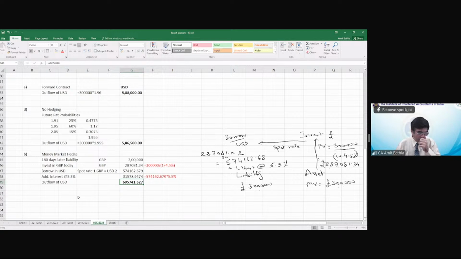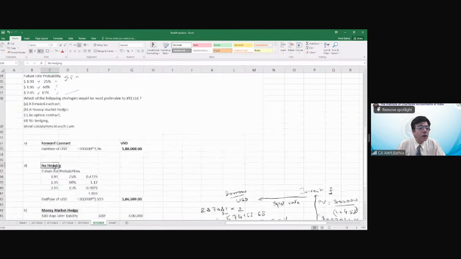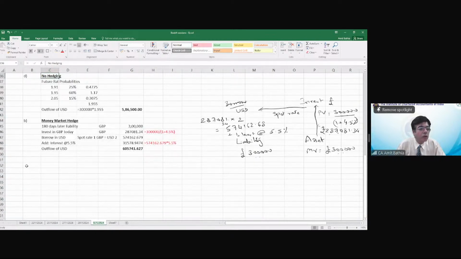Okay. Now we go to the third option. What was my third option? First option was forward contract. Second option was money market hedge. Our fourth option given to us was no hedging. And the third option is an option contract. Okay, so let's take that.